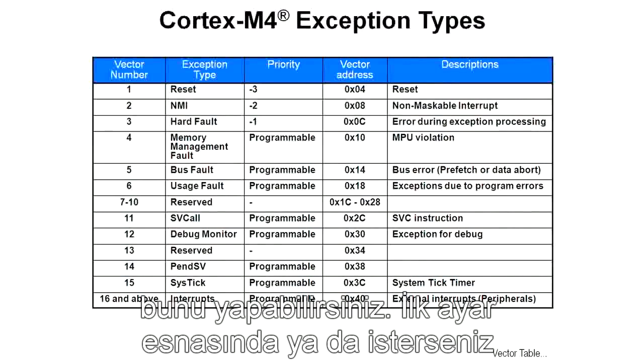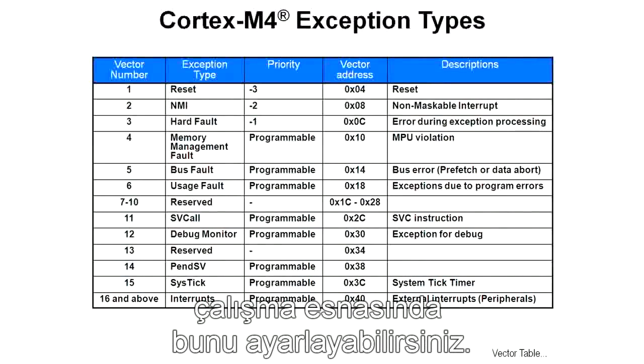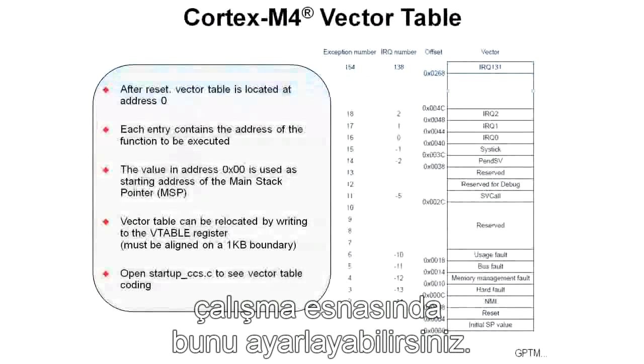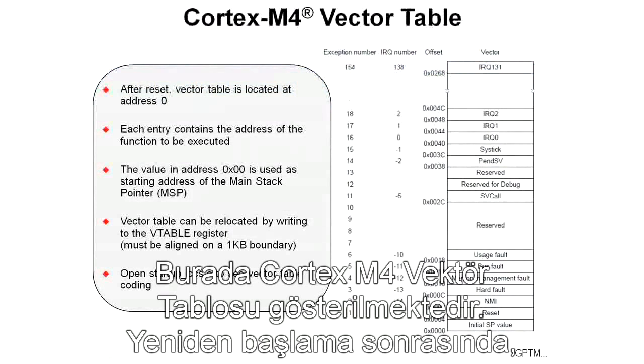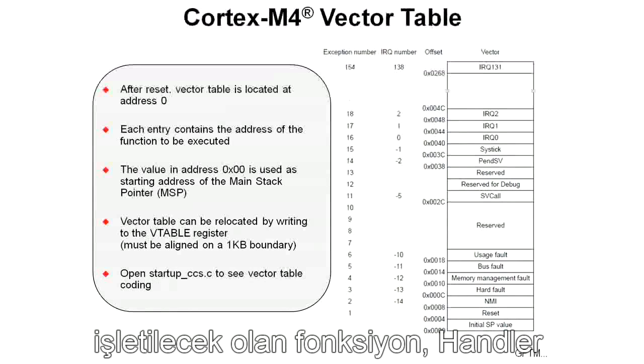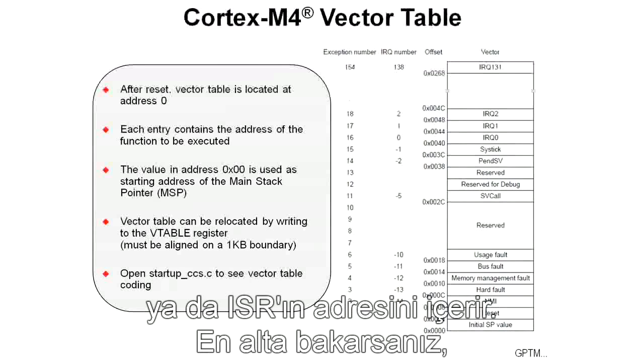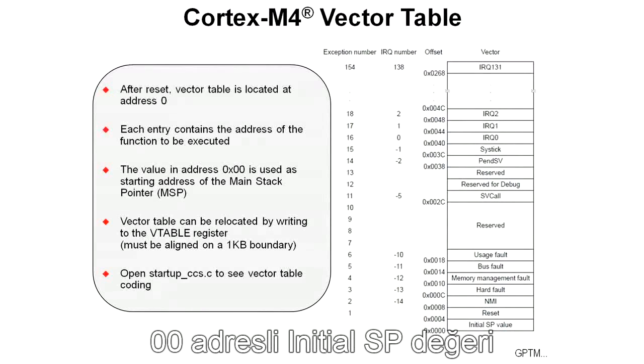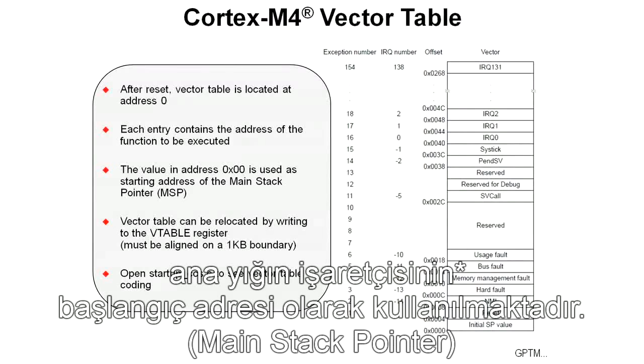You can do that at configuration time. You can do that during runtime if you choose to. The Cortex-M4 vector table is shown here. After reset, the vector table is located at address 0. Each entry in the vector table contains the address of the function, the handler, the ISR, to be executed. If you look down at the bottom at the initial SP value, that value at address 0 is used as the starting address of the main stack pointer.